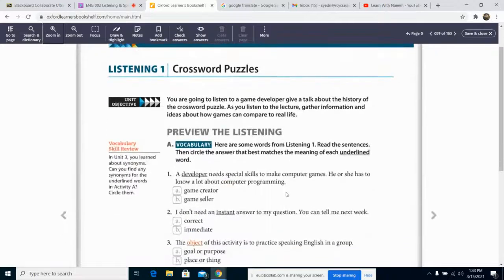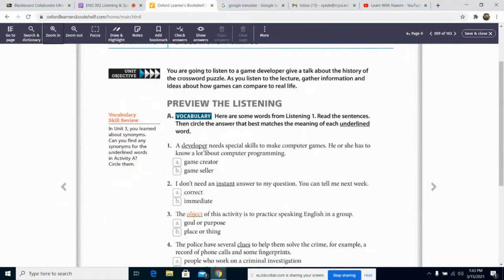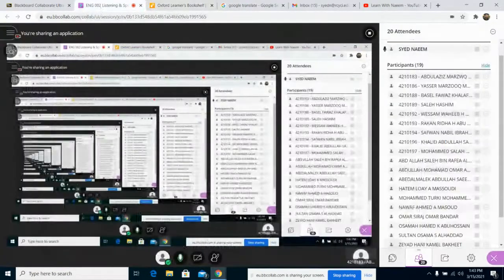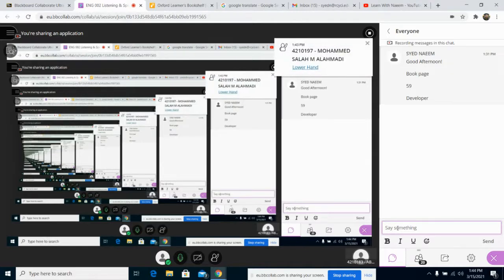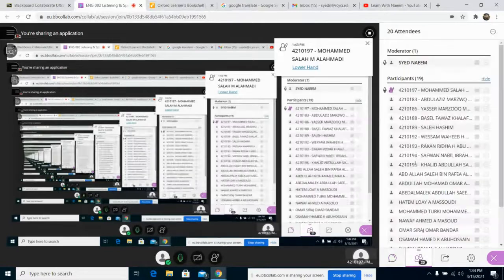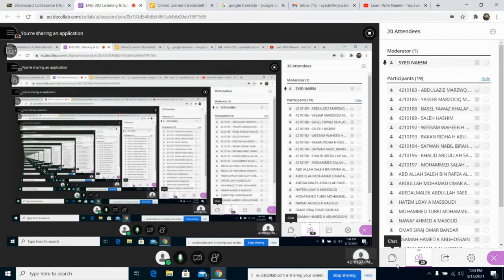So let me take the first word, developer, and write it down in the chat box. So what's your understanding about the word developer? Can someone tell me the word developer? Yes, Mohammed. Yes, he's a person who develops apps or games. Very good. So one definition could be a developer who develops, who creates.